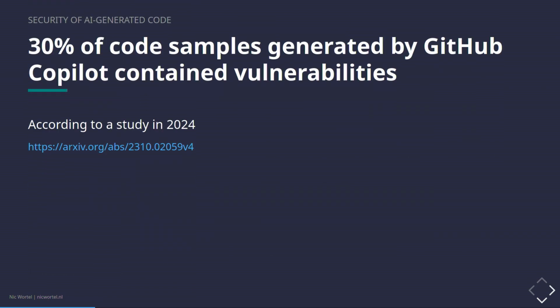Another study turned out that 30% of the code snippets generated by Copilot actually contain security vulnerabilities. Other studies came with even higher numbers, up to almost 70%, so it's a little bit different depending on which study you look at. But the point is that the code generated by AI is not necessarily secure. And I think this is, especially in the coming years, going to be a bigger problem, because it means that more vulnerabilities will end up in our code bases.